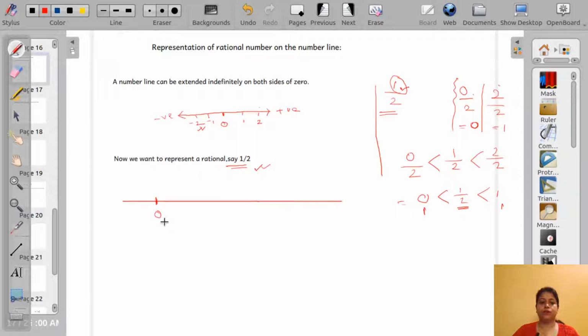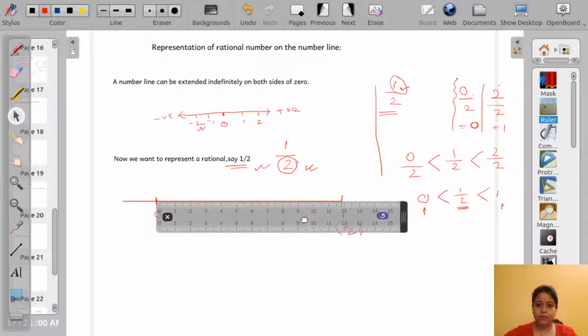So 0 we have already marked here. Let us mark 1. That means 1 means 2 by 2. Now we have to represent half here. So half means the denominator says that this particular number line we have to divide into two equal parts. Now let us take the ruler.